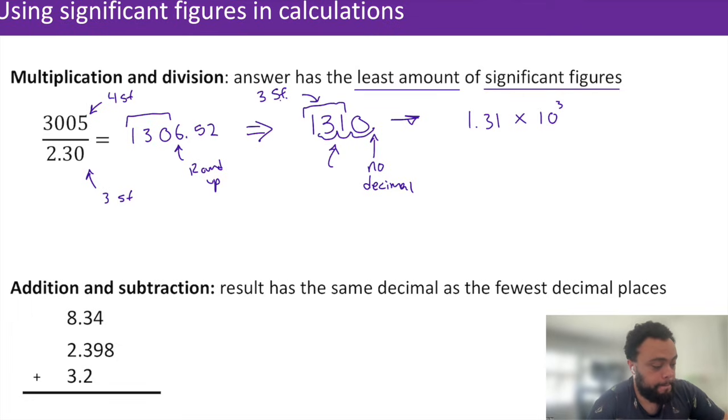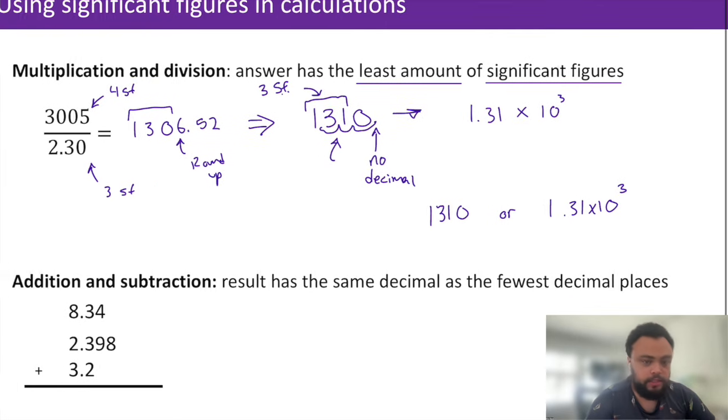And so either way that this is written, either as 1310 with no decimal, or 1.31 times 10 to the third, either one is totally fine to write. Those mean the same thing, so it's a-okay.